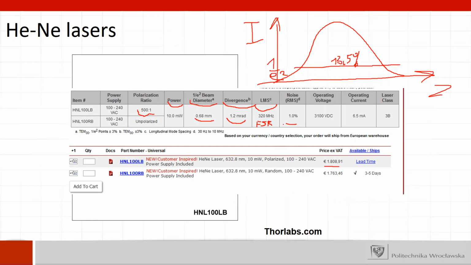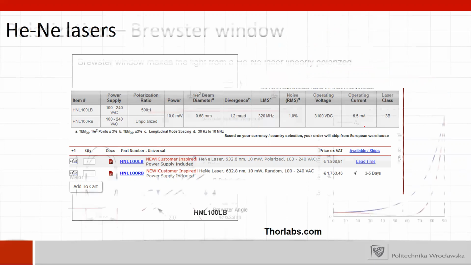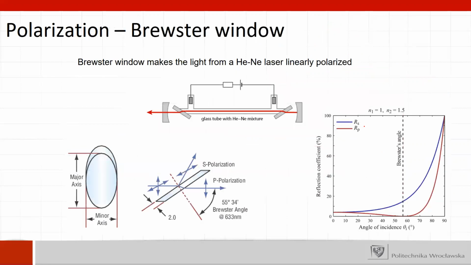Noise 1%, so this is probably some amplitude noise. The operating voltage here is 3.1 kilovolts and the current 6.5 milliamps. So we deliver almost 20 watts of power, and we get 10 milliwatts of output. So the efficiency is very low. But on the other hand, we get very nice parameters of the line width.